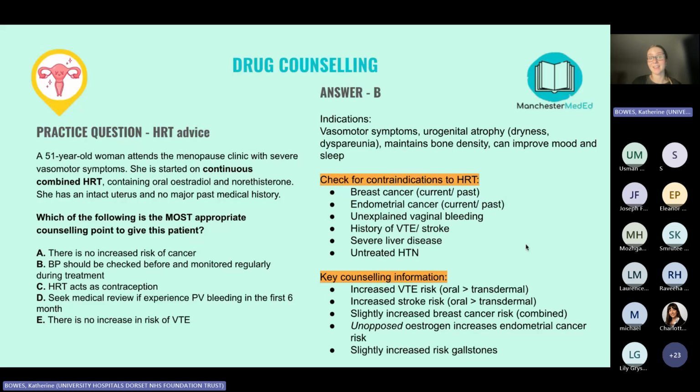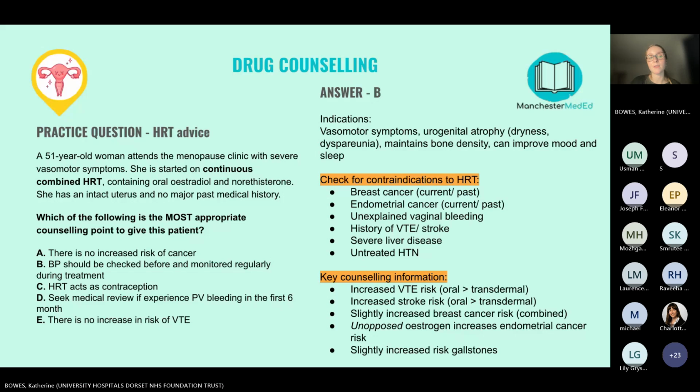Okay, answers B. Blood pressure is really important when you're on the pill, and that's the takeaway. Okay, so a little bit of key points to take away here. So contraindications, also not the pill, HRT, my mistake. So contraindications for HRT are going to be breast cancer, current or past, endometrial cancer, current or past, the unexplained vaginal bleeding, which we talked about, history of VTE or stroke, severe liver disease, and untreated hypertension. So that's what's key here.